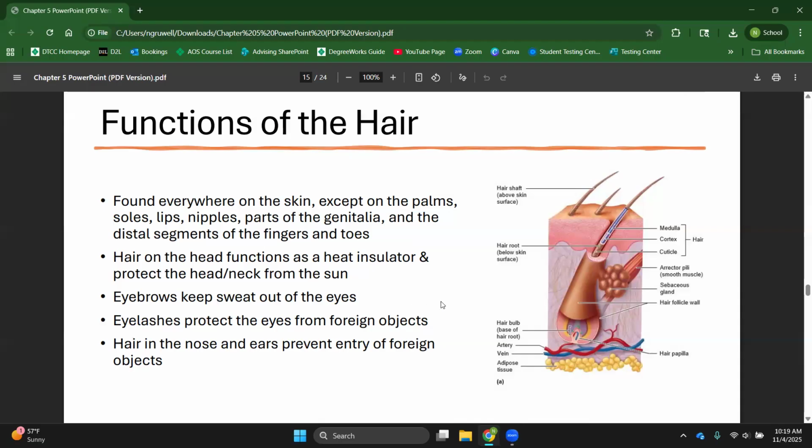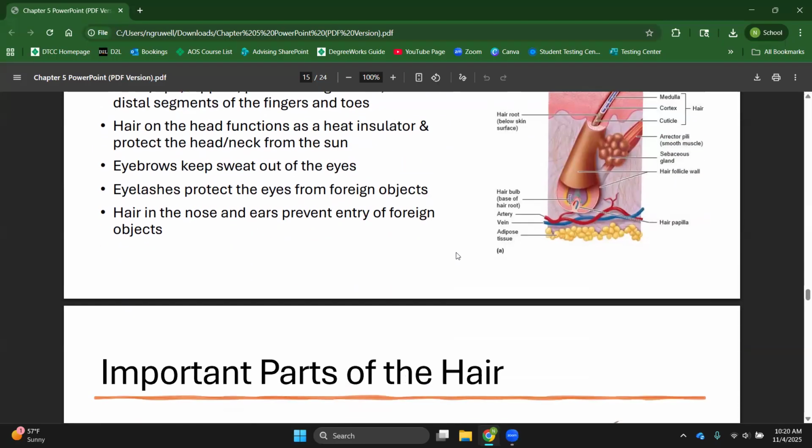Eyelashes are designed to protect our eye from foreign objects. It's another layer of protection. And I always thought it was funny that getting an eyelash in your eye is one of the worst feelings, and they're designed to keep things out of the eye. So sometimes we work against ourselves. We also find hair in the nose as well as our ears. So there's an entryway into the body for both the nose and the ears. So that helps keep things like dust and pollen and other foreign objects that we don't want from making it into our system. And we're going to go through all these pieces of the hair here soon.